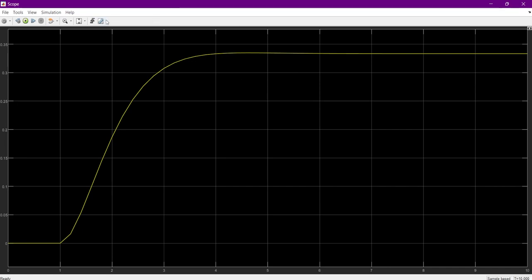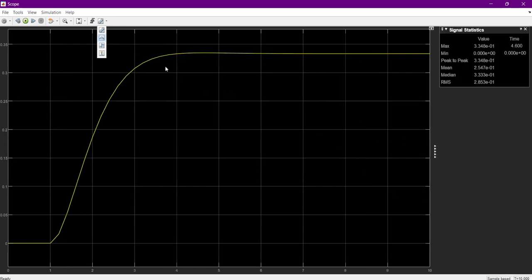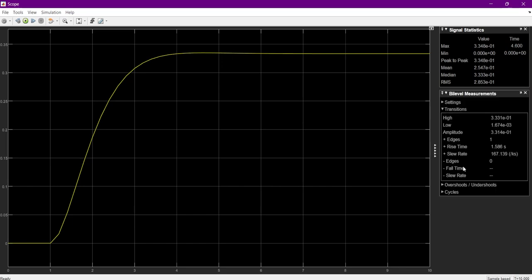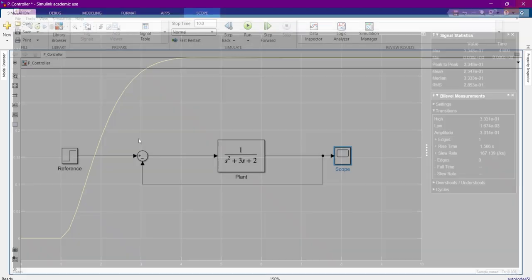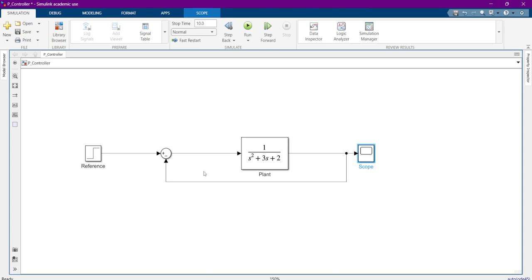And in order to check the rise time of the system, we may activate these properties of the scope. They will give us the exact information. So the rise time of this system is 1.586 seconds, which is way more than what we desired. So this system does not work correctly. Because of this we designed the controller. Let's go back and add the controller block.